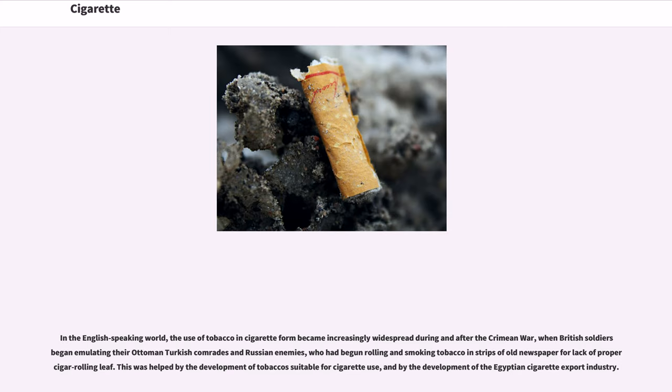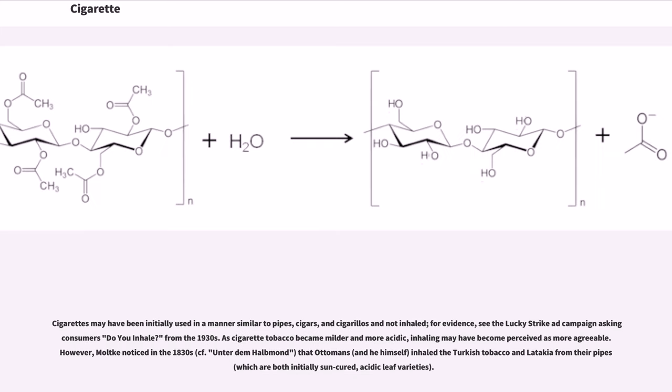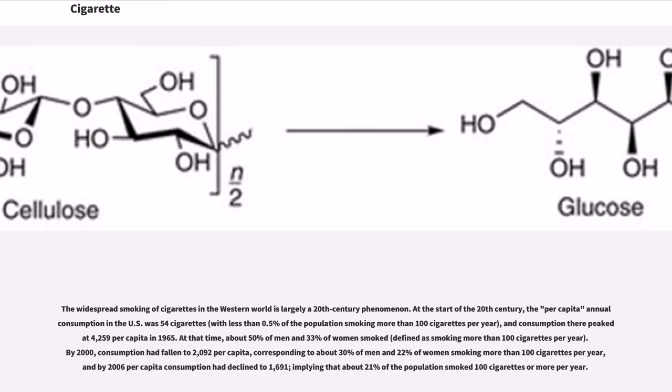Cigarettes may have been initially used in a manner similar to pipes, cigars, and cigarillos and not inhaled. For evidence, see the Lucky Strike ad campaign asking consumers, "Do you inhale?" from the 1930s. As cigarette tobacco became milder and more acidic, inhaling may have become perceived as more agreeable. However, Moltke noticed in the 1830s that Ottomans inhaled the Turkish tobacco in Latakia from their pipes. The widespread smoking of cigarettes in the Western world is largely a 20th century phenomenon.